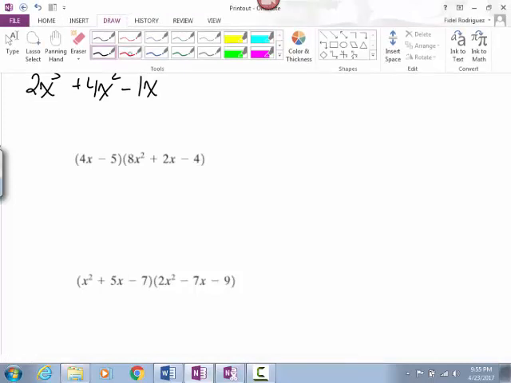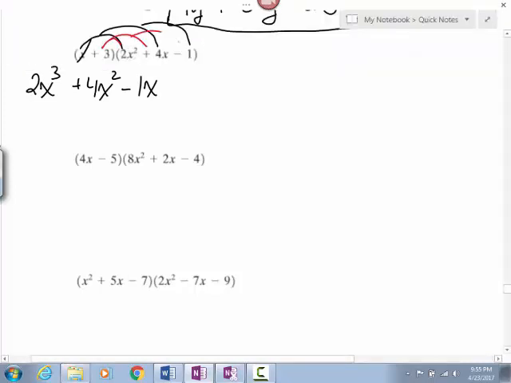Now let's go ahead and do the same thing, but with our 3. So 3 times 2x squared is a plus 6x squared. 3 times 4x is a plus 12x. And 3 times negative 1 is a negative 3. So now we can go ahead and combine our like terms.